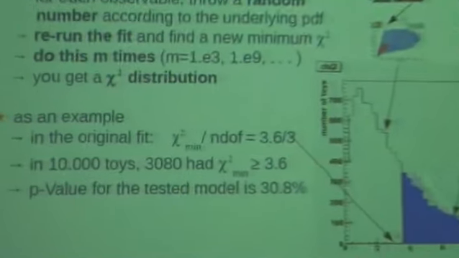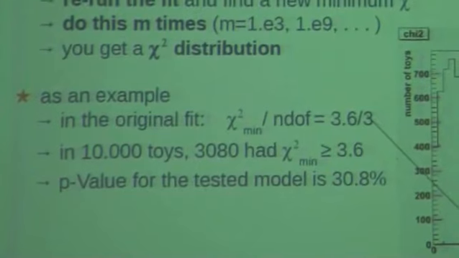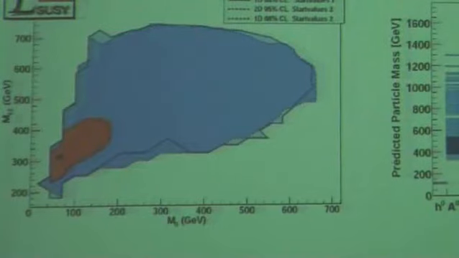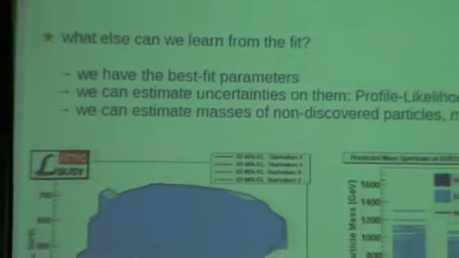Twice, which means that the p-value for this fit would be 30.8%. Okay, what else can we learn from the fit? This is my last slide.